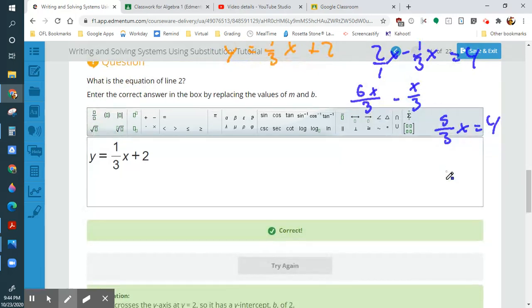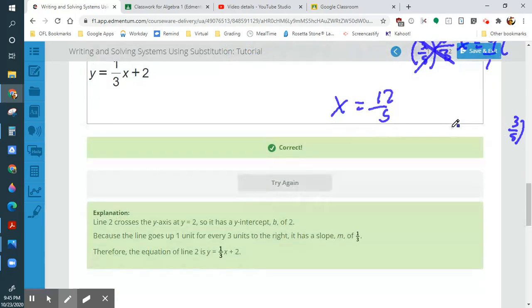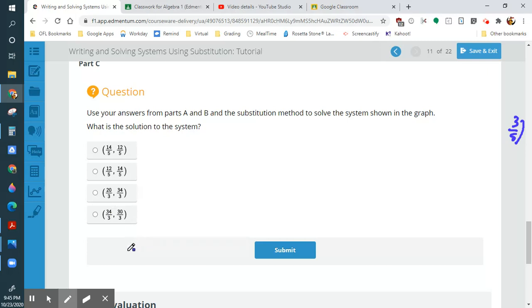Well, this is a little complicated. I'm really surprised Edmentum's making us do a complicated fraction. So now we're going to have to flip this over and multiply by both sides. The reason we do this is if we're dividing by 3 and multiplying by 3, they cancel. If we're multiplying by 5 and dividing by 5, these cancel. So we're just left with x. And this is equal to, pretend there's a 1 under here if it helps, 12 over 5. So our x value should be 12 over 5.